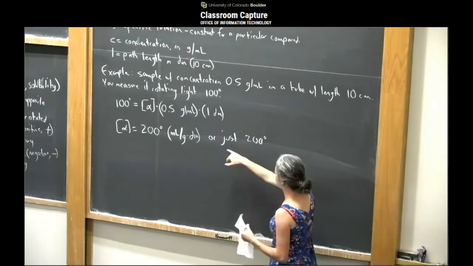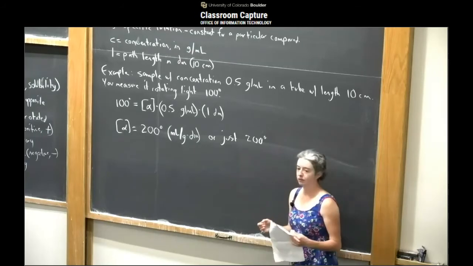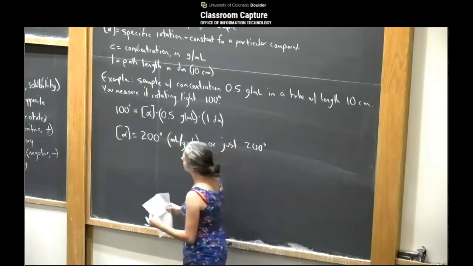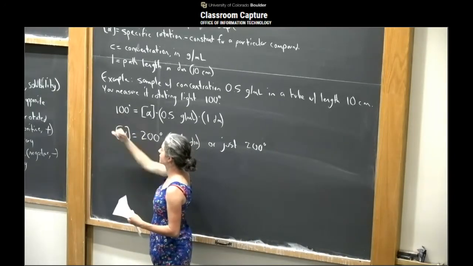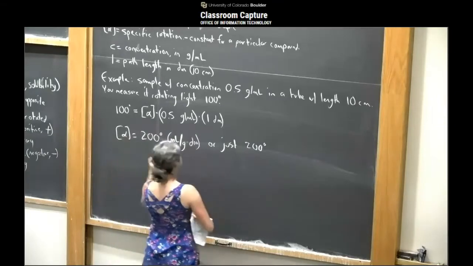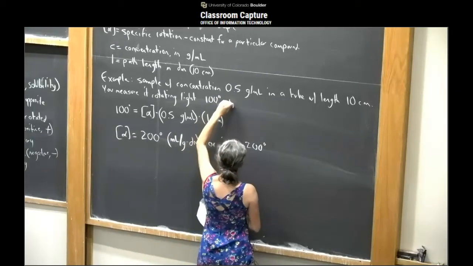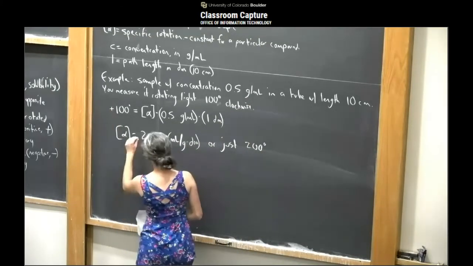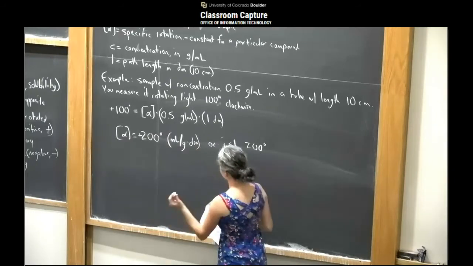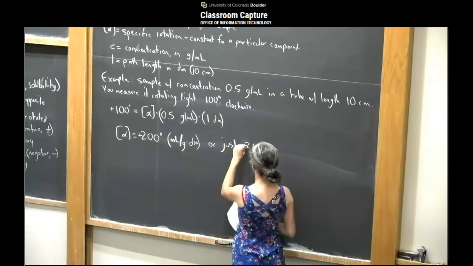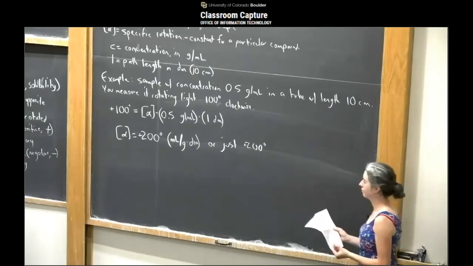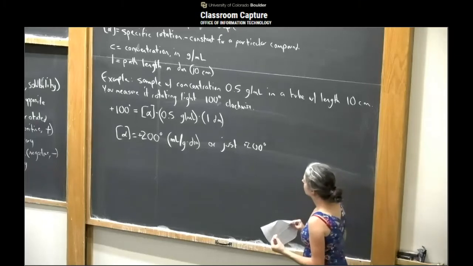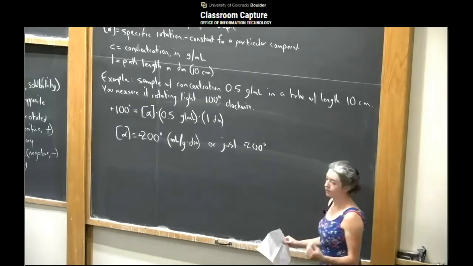Okay, so you would say that this has a specific rotation of 200 degrees. And if you are going to be specific about the direction that it rotates the light, say we measure 100 degrees clockwise, that tells you it's plus 100 degrees, which means that your alpha, square brackets, your specific rotation, is plus 200 degrees, milliliter per gram decimeter. Okay. So that's kind of the gist of how we use this and calculate it.